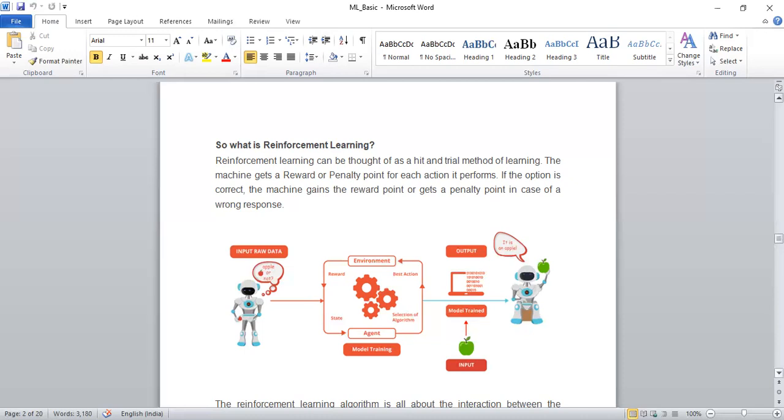Reinforcement learning can be thought of as a hit and trial method of learning. The machine gets a reward or penalty point for each action it performs. If the option is correct, the machine gains a reward point, or gets a penalty point in case of a wrong response. Understood?